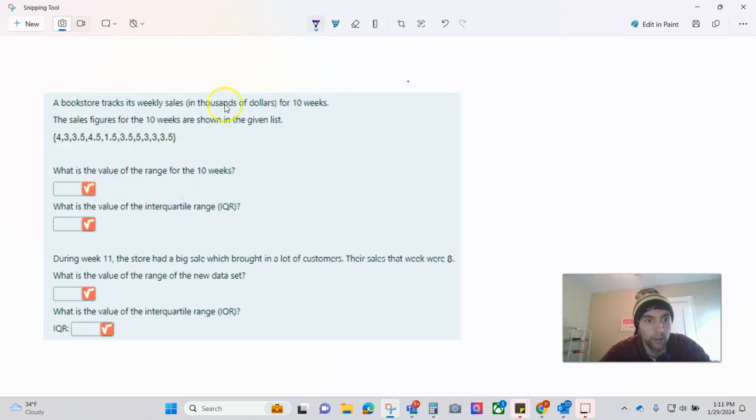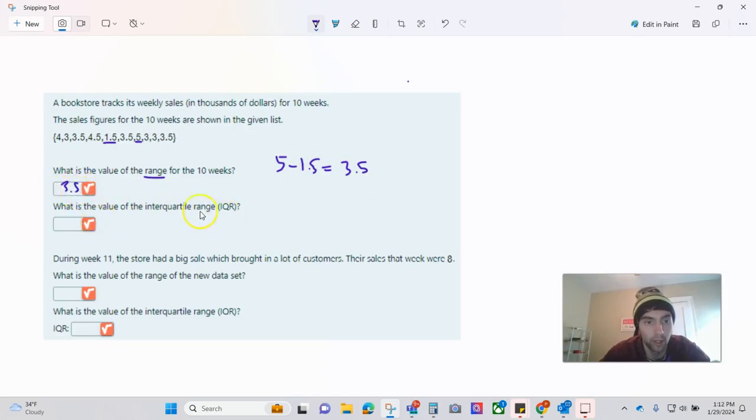So we have 10 numbers. These are the sales figures for 10 weeks. What is the range? So biggest number minus smallest number. It looks like the biggest number is 5, right? Yep, and the smallest number is 1.5. 5 minus 1.5 is 3.5. Sweet.